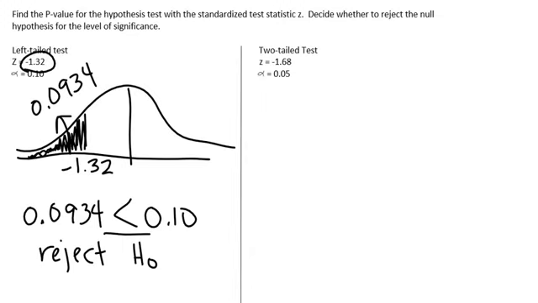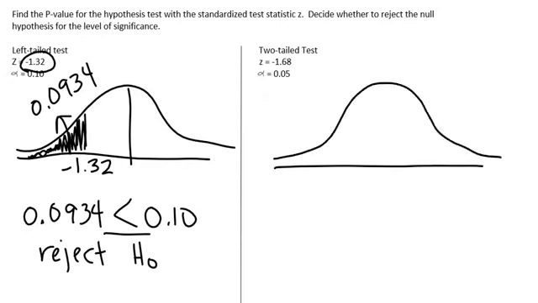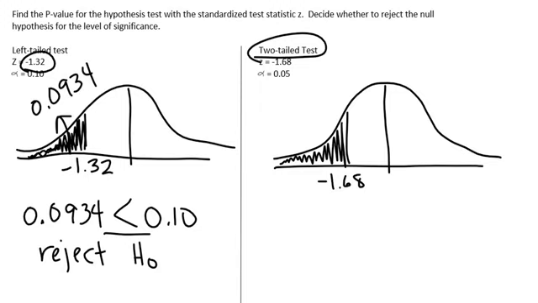We're looking at a two-tailed test. My z-value is negative 1.68 and my alpha value is 0.05. Again, let's look at a normal curve. Let's graph this real quick. So I have negative 1.68, and I'm going to shade this area right here. Now, one thing that you want to remember is that this is going to be a two-tailed test. What does that mean in regards to your p-value?